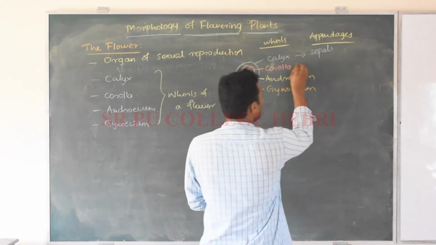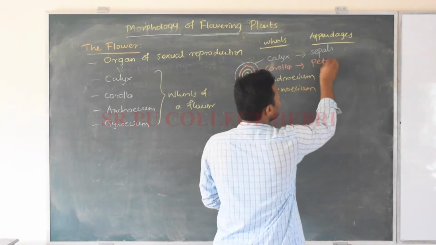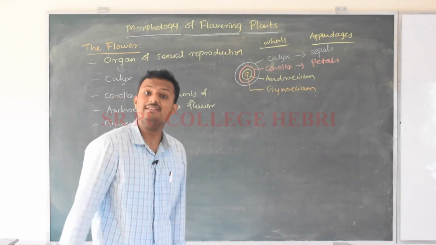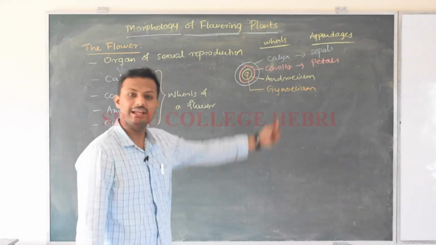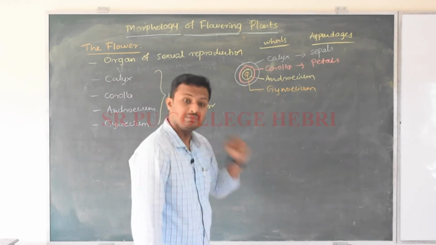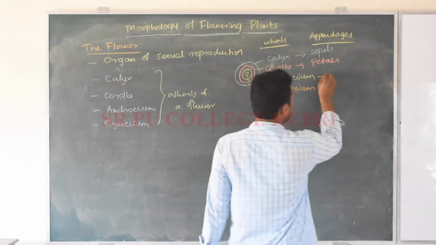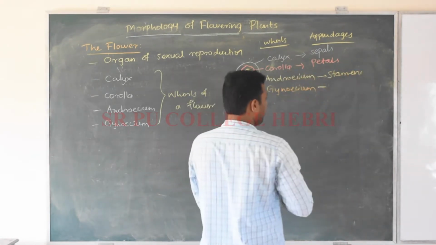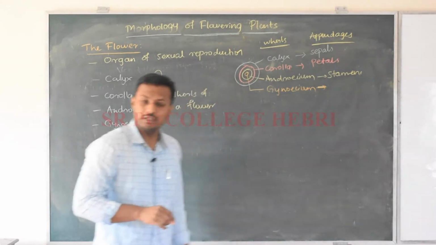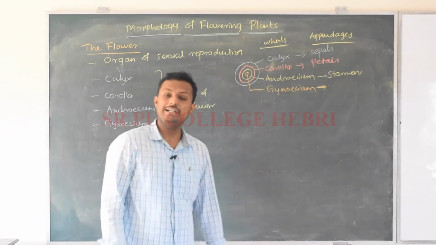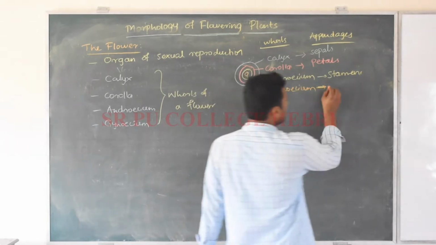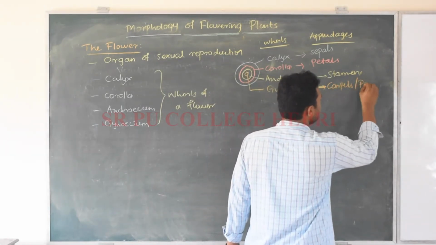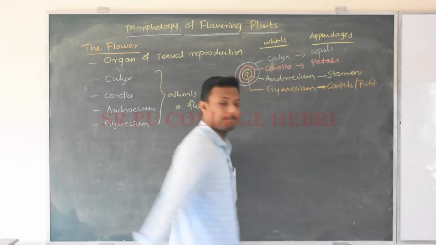The appendages of the corolla are called what? Petals, right? Androecium means it is the male sex organ of the flower, and the appendages of the androecium are called stamens. And gynoecium is the female sex organ of the flower, and the appendages of the gynoecium are called what? The carpels or pistils, pistil or carpel.